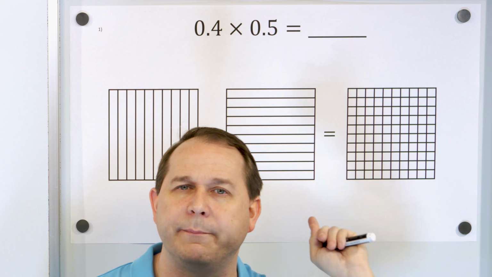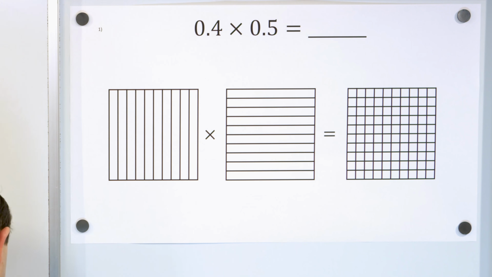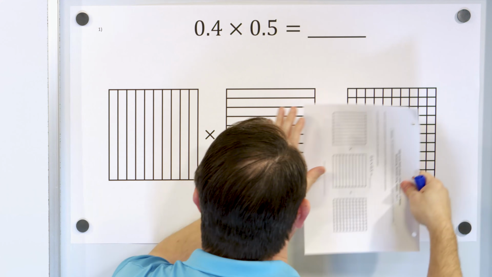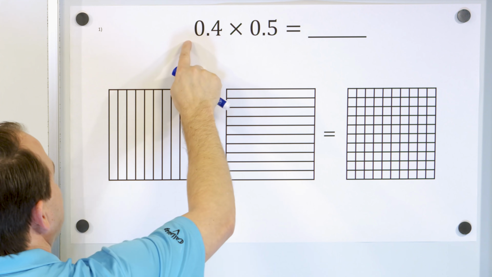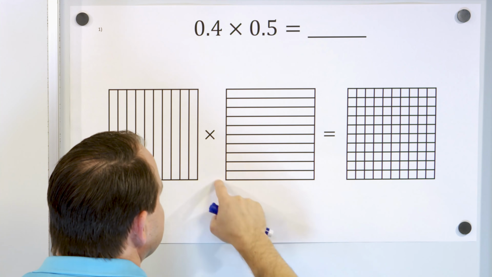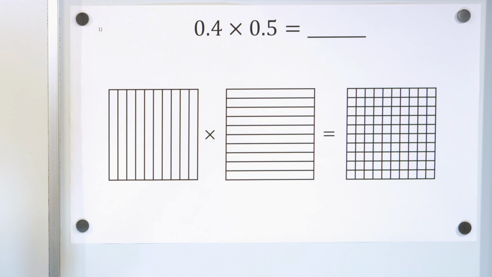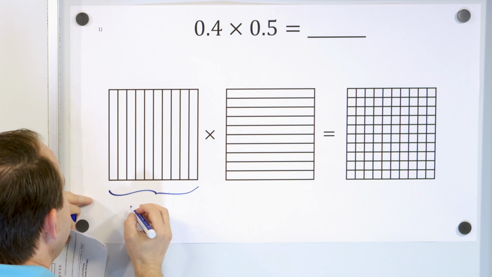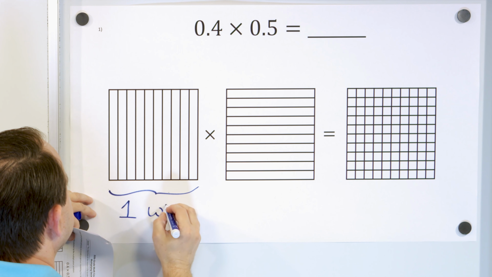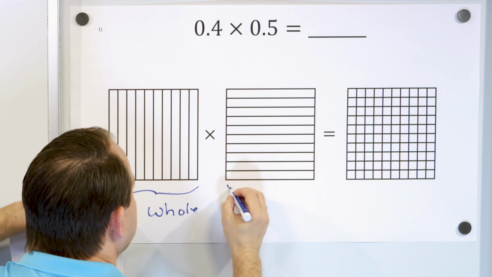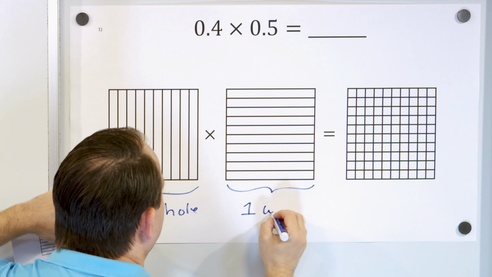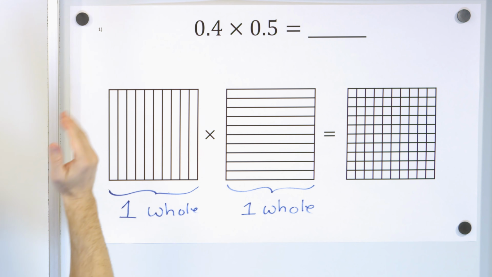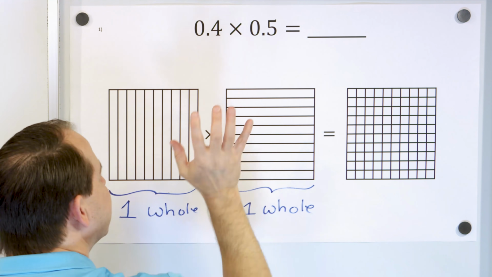We want to now draw pictures to show what this means. First of all, we have some diagrams here. I know it looks confusing. I want you to completely ignore this on the right. This little diagram is going to represent the 0.4, and this little diagram is going to represent the 0.5. Now, before we do anything else, I'm going to draw under here that this is one whole. And this thing right here is also one whole. So this box here represents 1. And this entire box also represents 1.